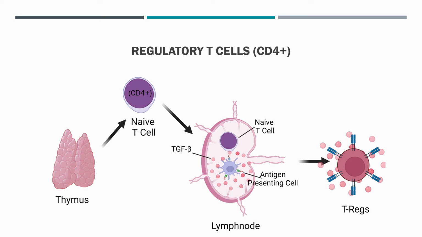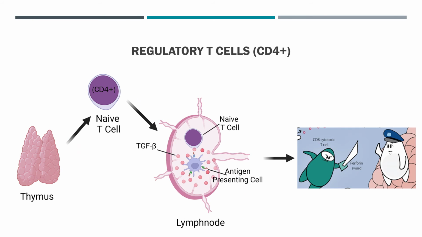Once they receive the cue to follow the regulatory pathway, they themselves will start to release TGF-beta to recruit more regulatory cells, as well as IL-10. And this will ultimately calm down the T cell response. So they act as the feedback inhibitor, because we really don't want our immune response to get out of hand or to continue long after the threat has been eliminated.